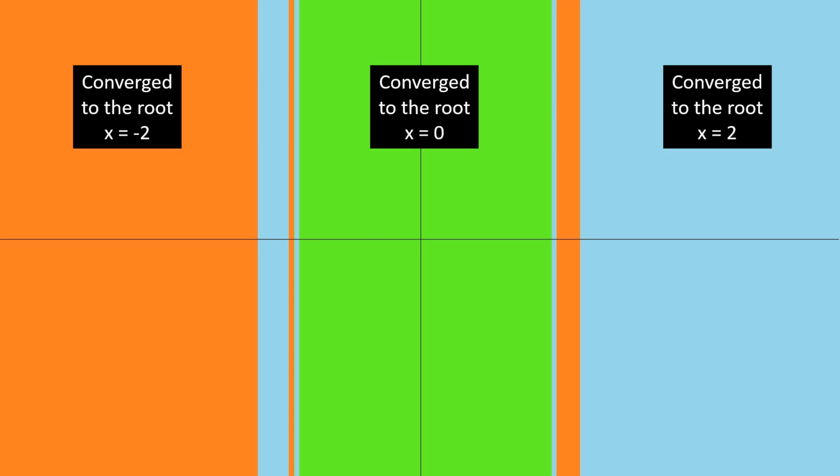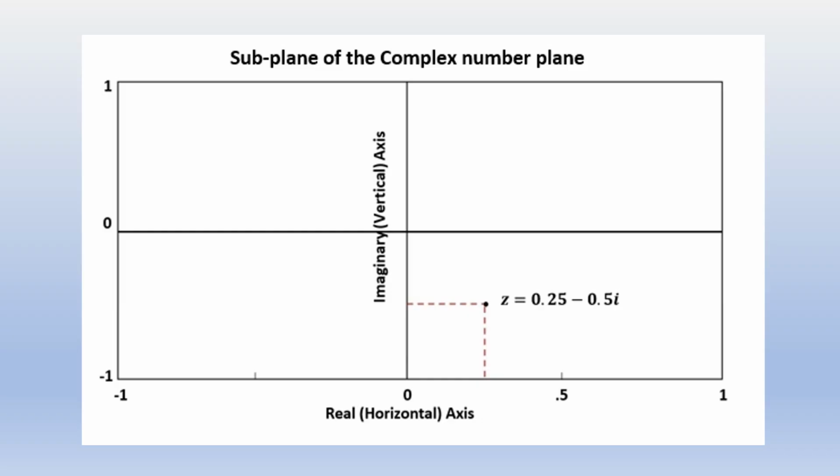For example, you can see that every point appearing in orange converges to the root x is equal to -2. No matter how complicated our function is, it will always produce vertical bands of color. This isn't very interesting, so let's move over to the complex number plane. Without going into details, let me say that multiplication of complex numbers behaves differently from that with real numbers. So the Newton-Raphson algorithm produces different results. Instead of vertical bands of color, we get interesting fractal patterns.